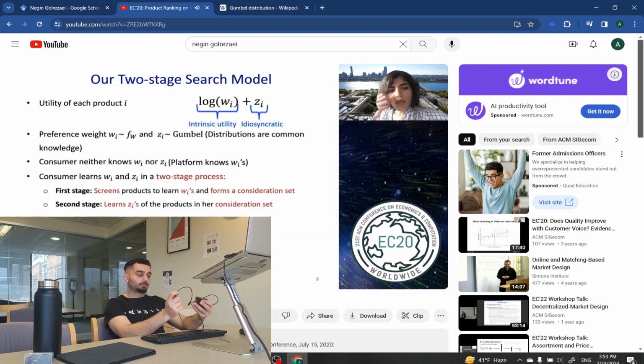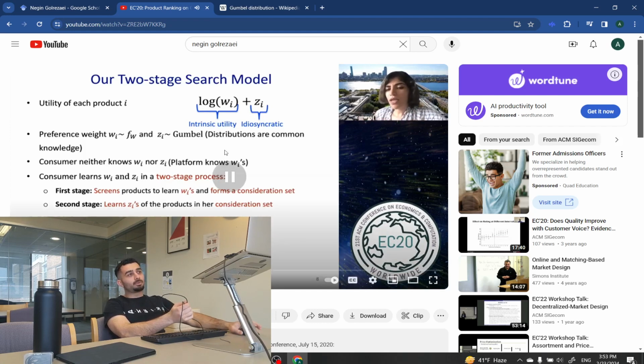Okay, so now let's talk about this two-stage search model. We assume that the consumer learns about WI and ZI in a two-stage process. In the first stage, the consumer is going to screen the products to learn about their preference weights. And then after that, the consumer forms a consideration set. These are the products that, at the end of the day, the consumer considers; the utility is log WI plus ZI.